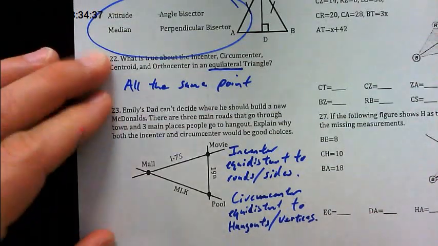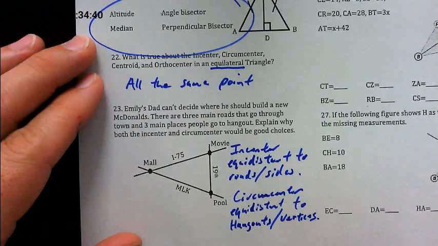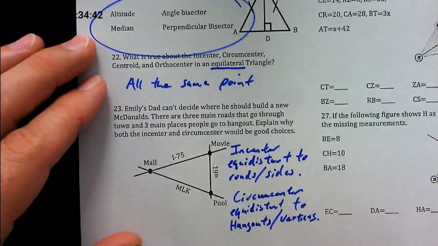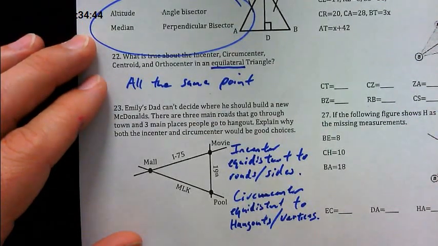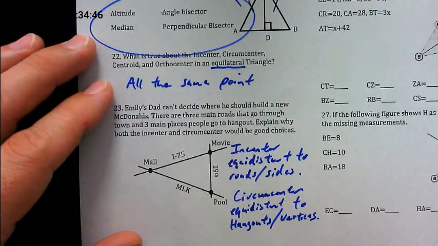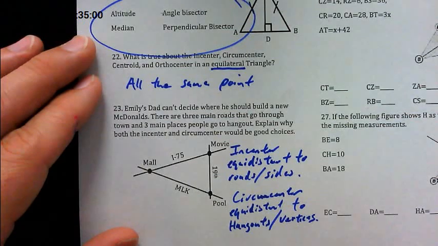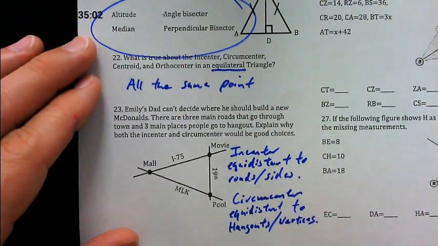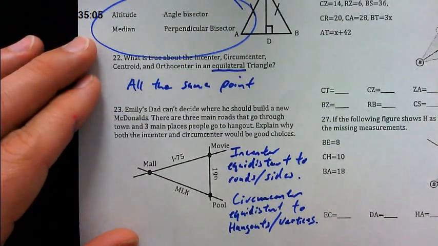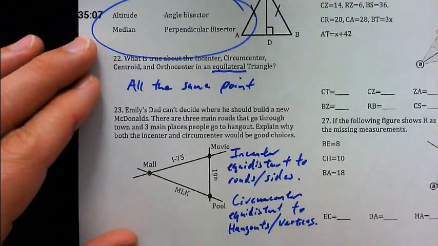Now, what are not good choices? If this was a multiple choice question on the test, what should you not select? What are the other points of concurrency? Centroid and orthocenter. Centroid and orthocenter are not good places when talking about a question like this.